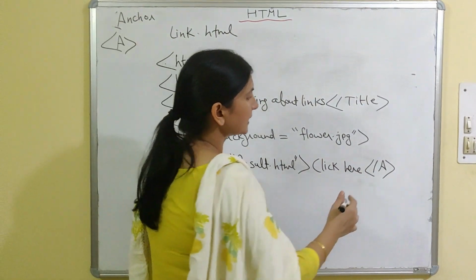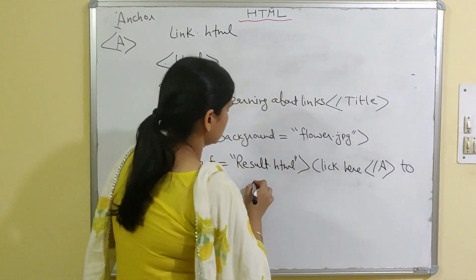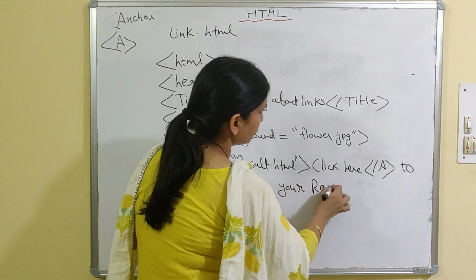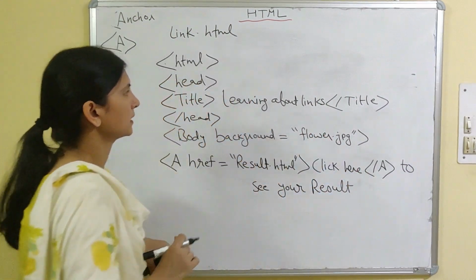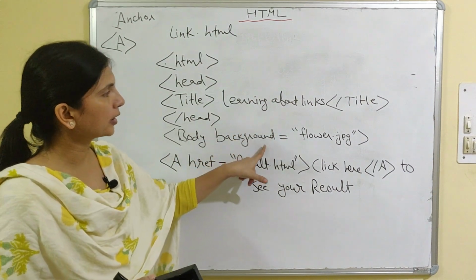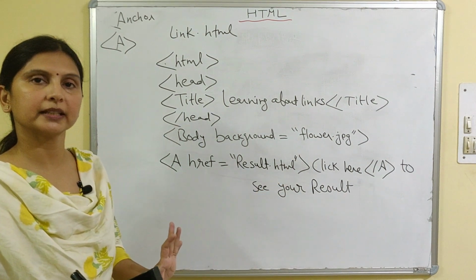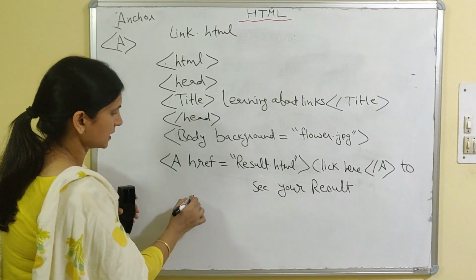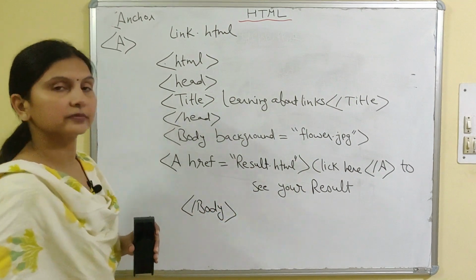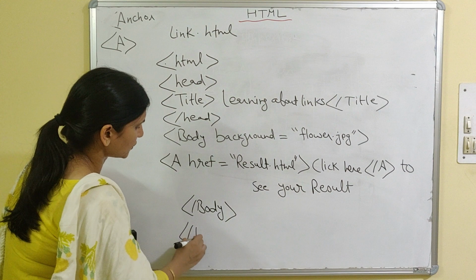After that, "click here", we continue the line: "Click here to see your result." This was the line, so I will complete that. So this is a small web page having the title "Learning about links" and the background flower.jpg, and we have created a hyperlink. That's it, very easy. Then I close the body tag, and then I close HTML.